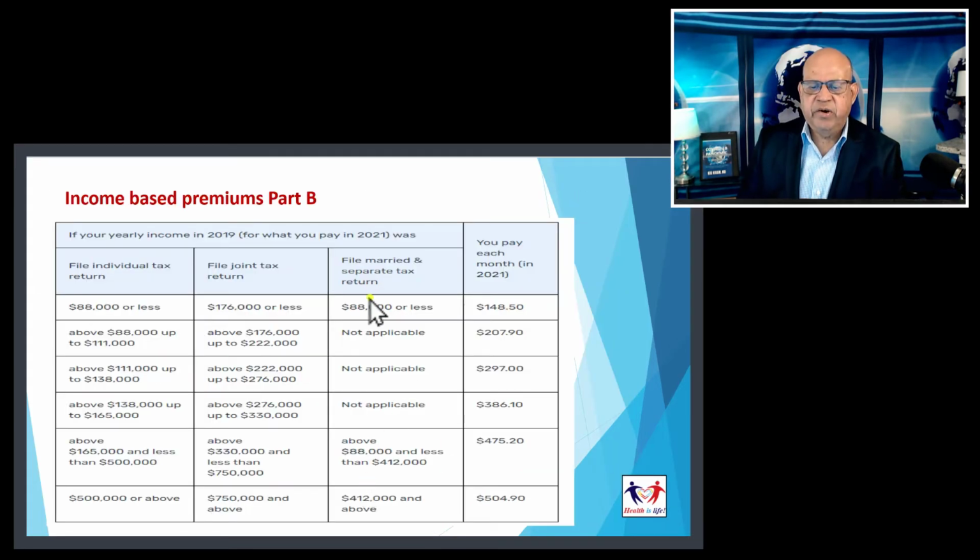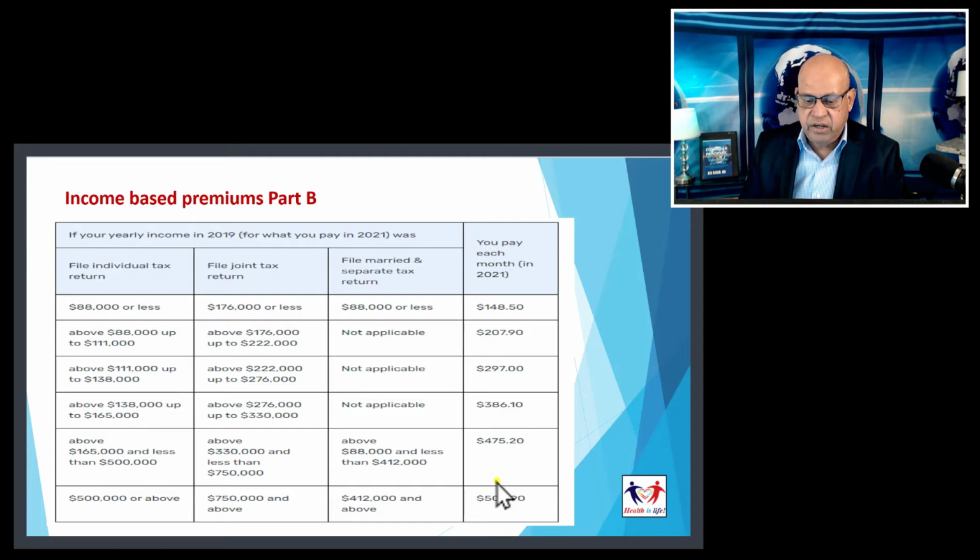Okay, here's another important thing I want you to keep in mind. If you're still working while you're getting your Medicare and you're paying for a Medicare Part B premium, keep in mind that if your income is greater than $88,000 if you're filing individually, and if your joint income is $176,000 or less, you pay $148. This is 2021. But as your income goes up, your Medicare Part B premiums go up almost $100 per $100,000 increase in your gross income.